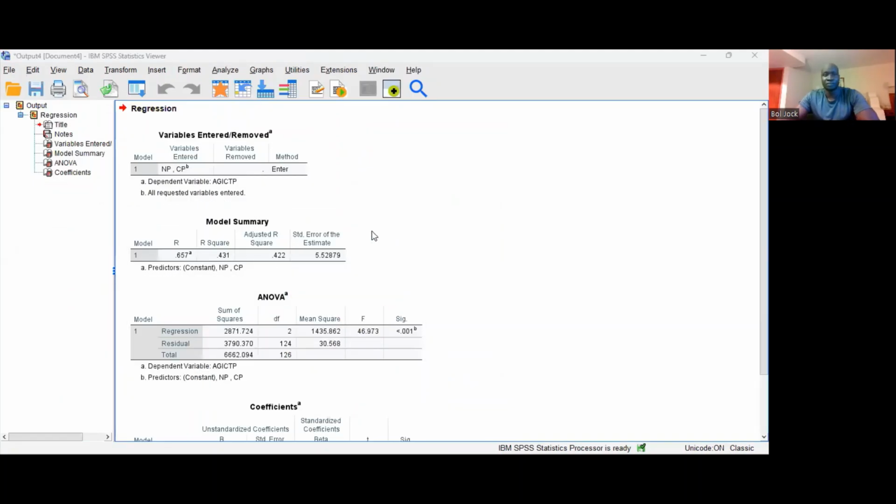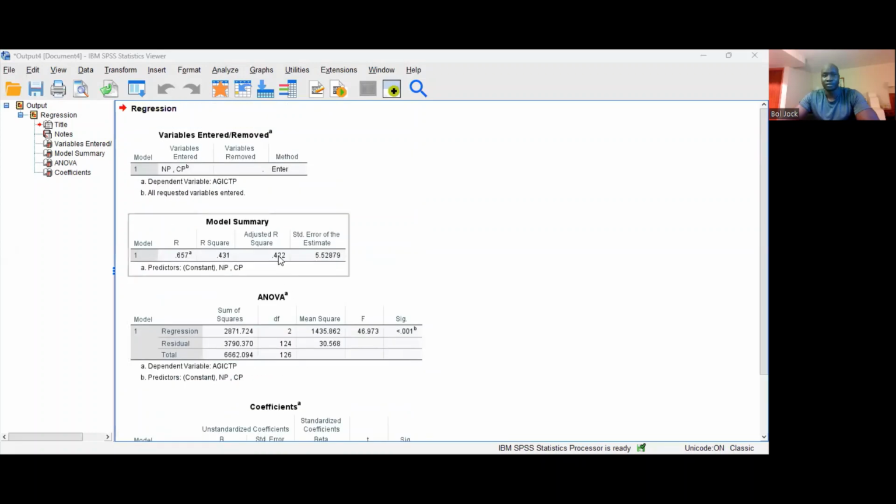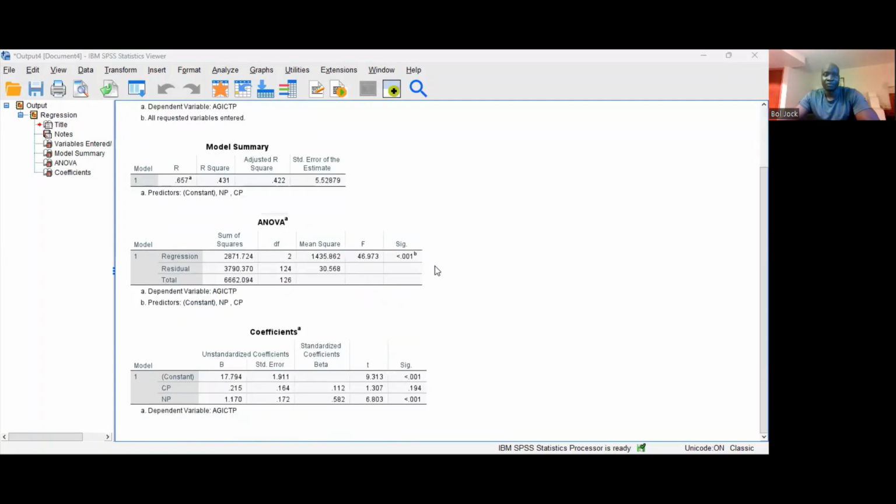On the output page, what you want to pay attention to is the model summary and the coefficient table. In the model summary, you want this number, adjusted R squared. It shows how much the independent variables predict the dependent variable. Here it shows that about 42% of the dependent variable is predicted by the independent variables, right?